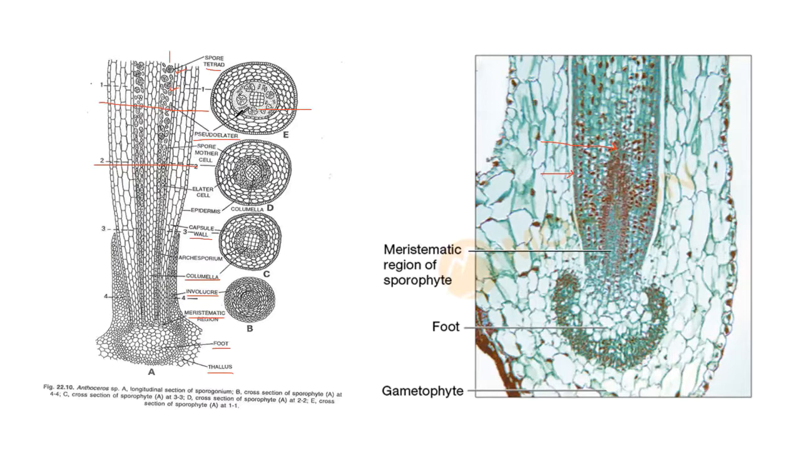Pseudo stands for false. These pseudoelaters are branched or unbranched, but they are multicellular. They may show wall thickenings, but they are generally smooth-walled and they are nutritive in function. They are nutritive in function. So what does it mean? They provide nutrition, nourishment to these developing spores. Okay, so that is the function of the pseudoelaters.